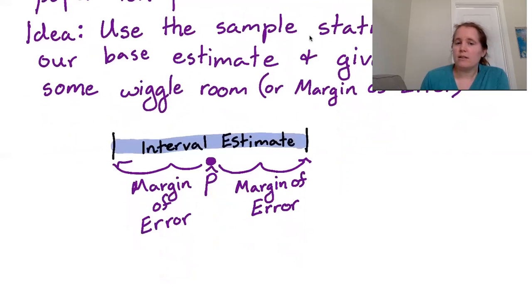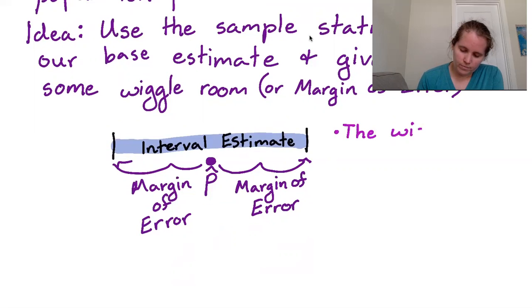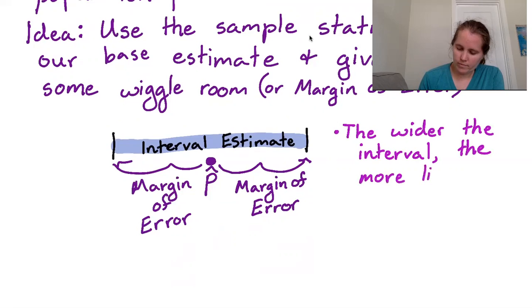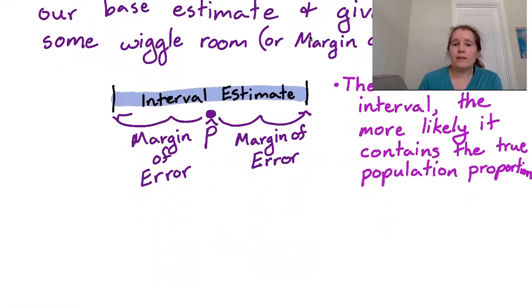Some things to keep in mind: the wider the interval, the more likely it is that the population parameter will actually fall in the interval, just because we've given ourselves more room for error. So the wider the interval, the more likely it contains the true population proportion. But at the same time, the wider the interval, the less informative it is.